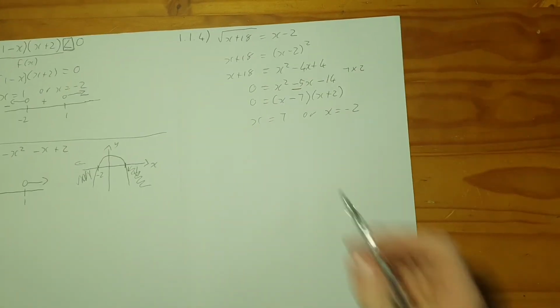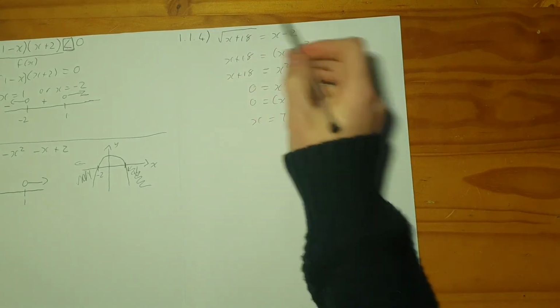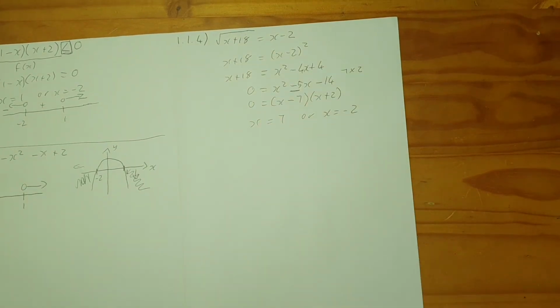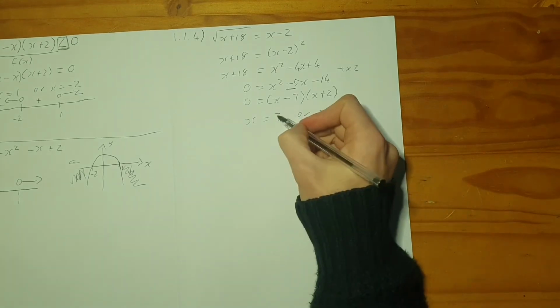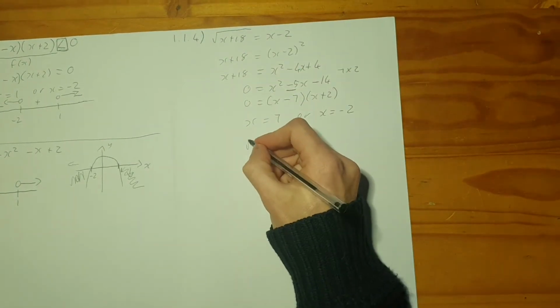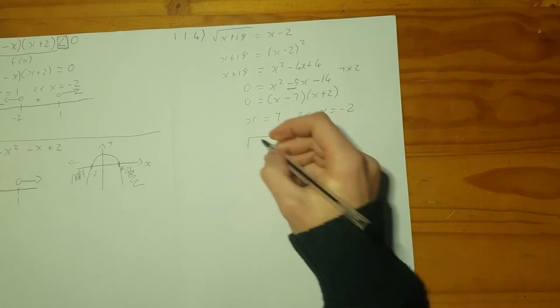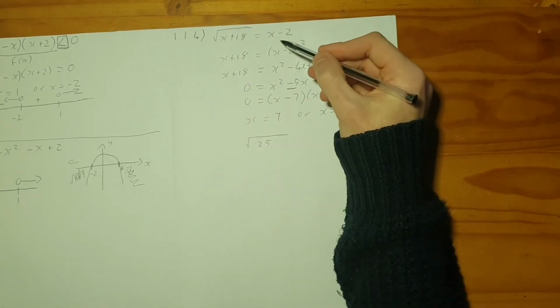Now, the thing is we have to check if this actually works up here. Okay, so you could plug 7 back in here, which means we'll have the square root of 7 plus 18 gives you 25.